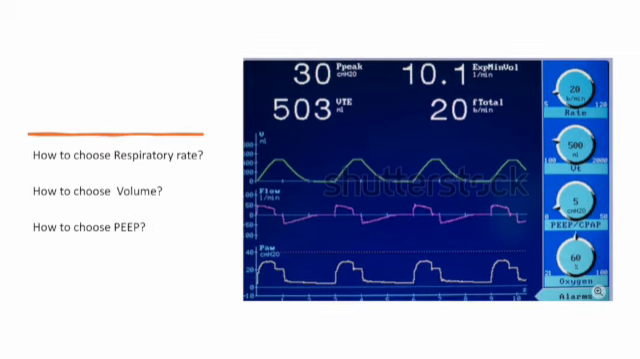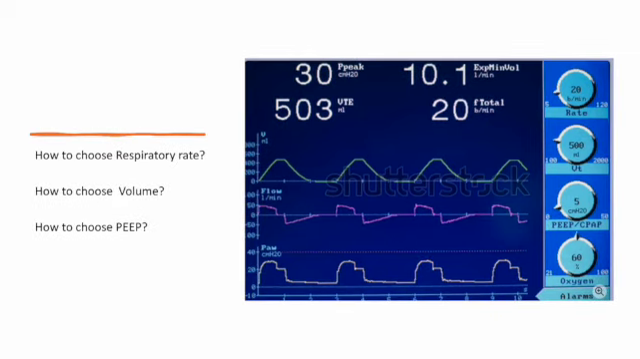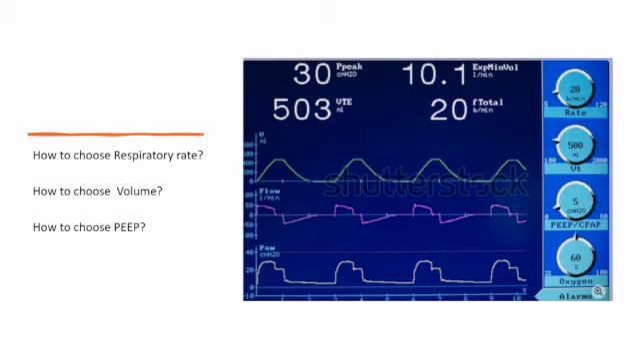And then how are you going to choose a PEEP? In general, you're going to start at a PEEP of 5. There are some exceptions to this, but in general, you start at 5 and then you titrate the PEEP from there. And then what about the FiO2? Generally, we start at an FiO2 of 100%, and we down titrate based off the pulse oximeter and off of an ABG.